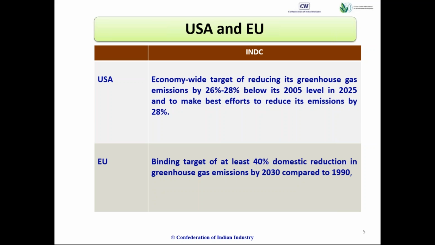levels. So the important aspect here is that for India, China and the US, we have taken a baseline of 2005, whereas the European Union has taken a baseline of 1990. In other words, the European Union's reduction will be much more because they are reducing with respect to 1990 levels.